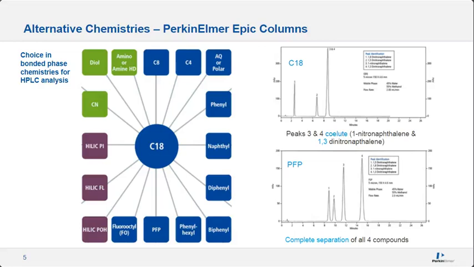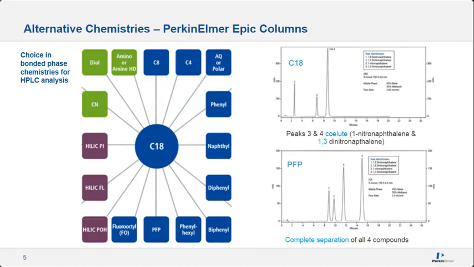And then we can look at the Hillick mode. We have several selective stationary phases available there, including Hillick POH, Hillick that's based on a fluorinated chemistry, Hillick FL, and the Hillick based on an organic amine referred to as Hillick PI. And then we have more of the conventional Hillick phases such as cyano and diol and amino.